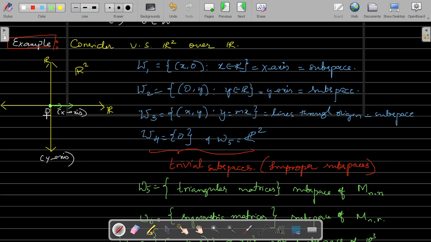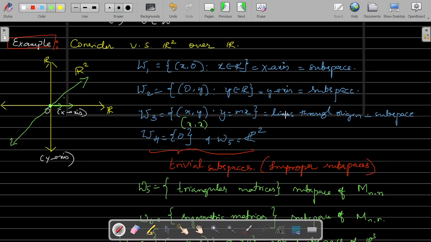For W3, you take any line passing through the origin. That becomes a subspace. It is the set of all points on the line which passes through the origin, y equal to mx, or just y equal to x. In that case, it becomes a subspace because you know that the origin exists. The points are of the form (x, x). The sum of two such points, (1, 1) plus (2, 2), gives (3, 3), which is again on that line. It won't go anywhere. Scaling a point vector on the line, again it is on the line. Hence, it becomes a subspace, and acts as a vector space independently.